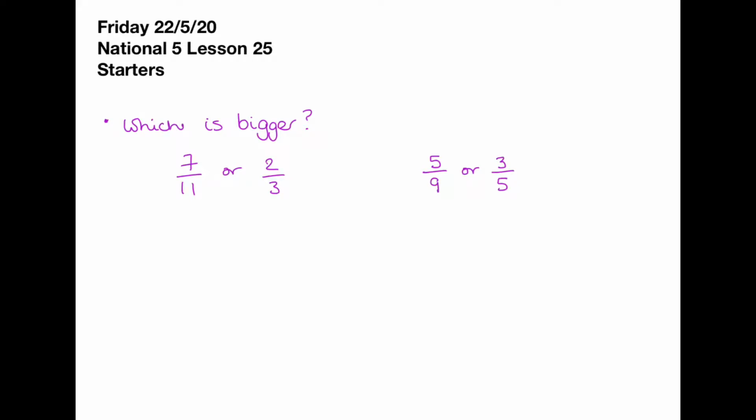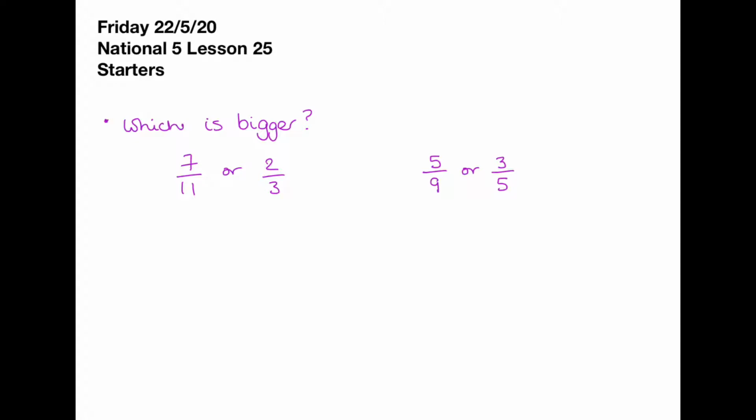So we're continuing our work on fractions today, and we're going to look at fractions for our starter as well. First of all, we need to try and work out which is bigger out of 7/11ths or 2/3. Now that's kind of tricky to work out, because they are a similar size really. They're both more than half. So can you think of a way that we could compare these to actually work out which one's bigger?